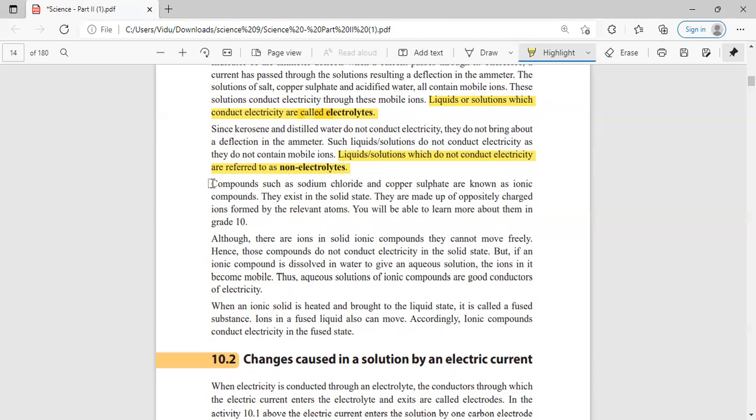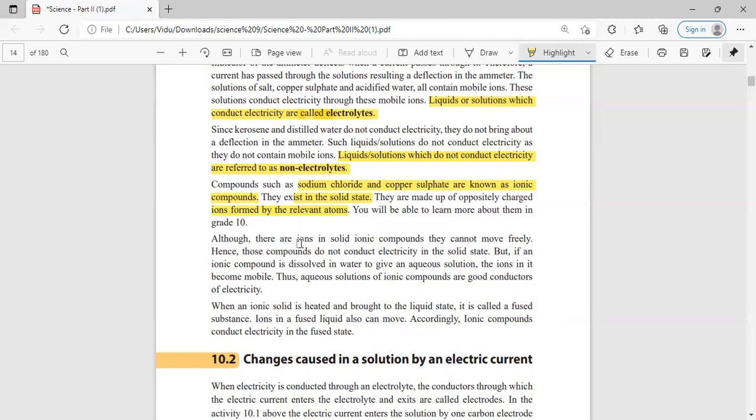Compounds such as sodium chloride and copper sulfate are known as ionic compounds. They exist in a solid state. They are made up of oppositely charged ions from the relevant atoms. You will be able to learn about them in grade 10. Although the ions are in a solid ionic compound, they cannot move freely. You have learned the structure of a solid, so they can't move freely.